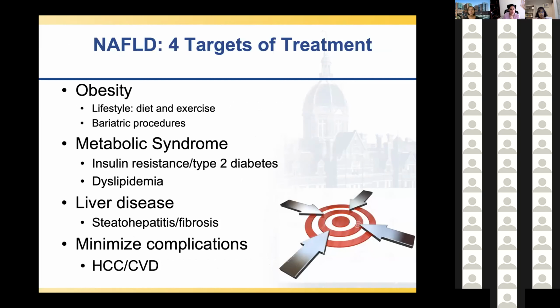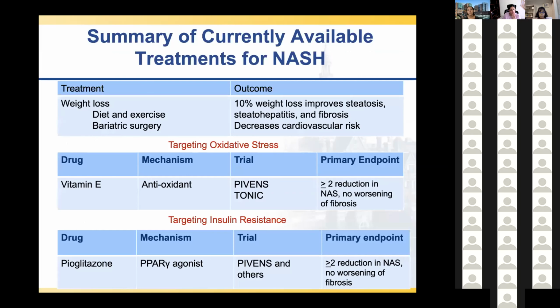The main targets for NAFLD treatment are focusing on obesity, which is driving the epidemic, focusing on the metabolic syndrome. As we know, insulin resistance is key in the pathophysiology of NAFLD. And then once patients have liver disease, decreasing steatohepatitis and fibrosis progression, and then finally minimizing complications like the development of HCC and cardiac disease, which is the number one leading cause of death in patients with NAFLD.